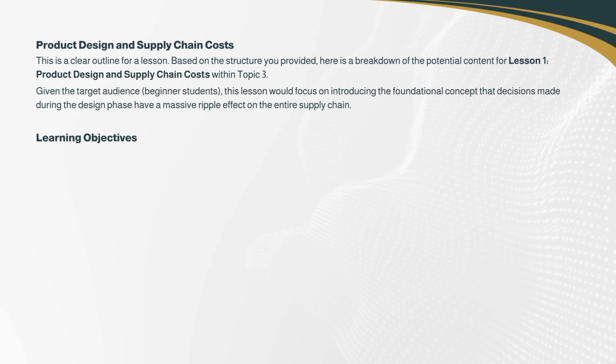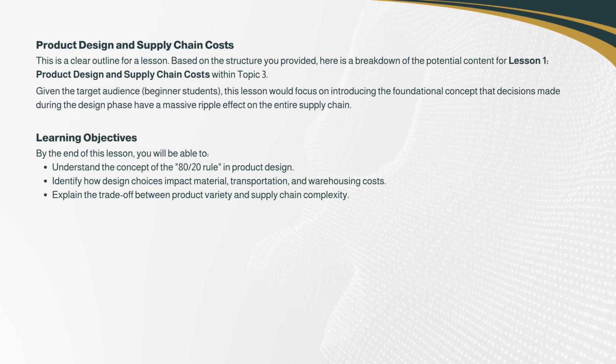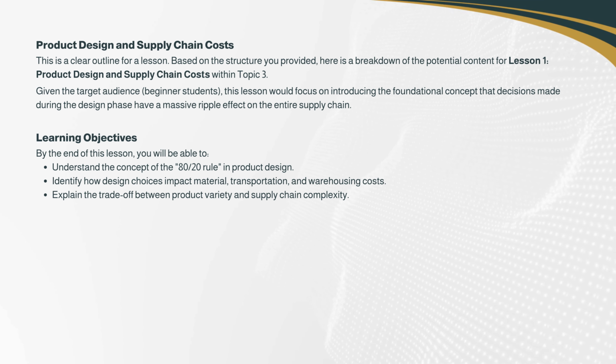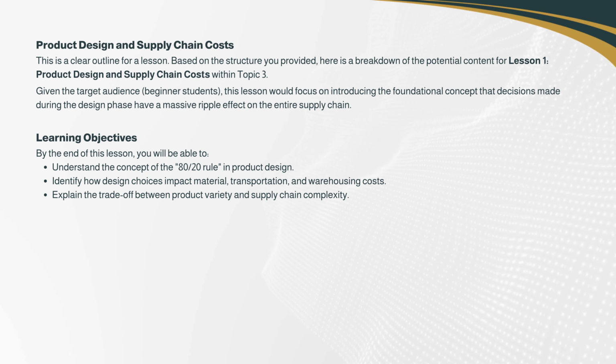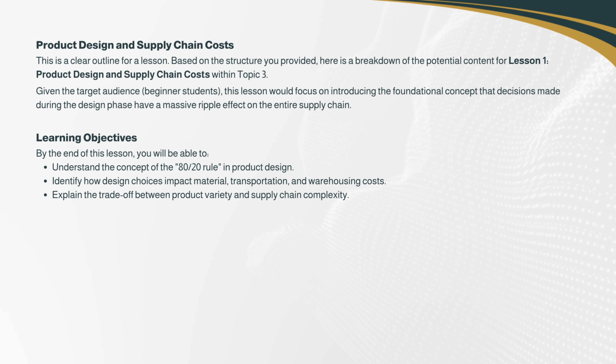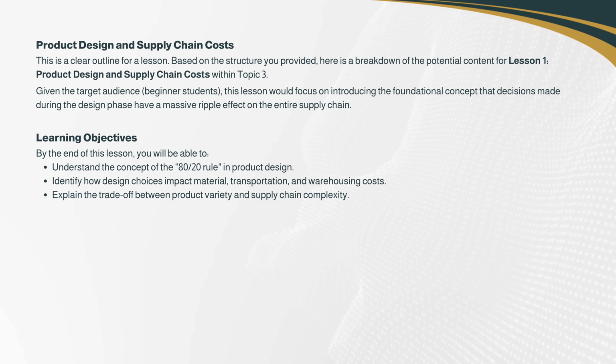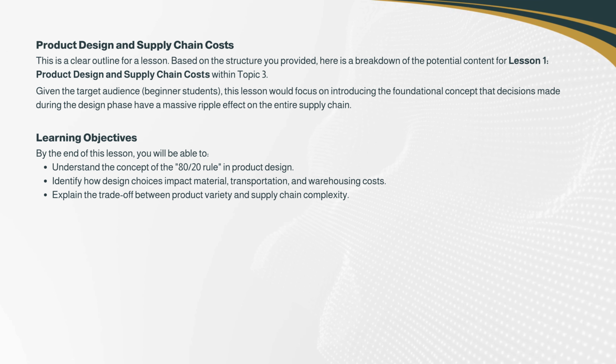Learning objectives. By the end of this lesson, you will be able to understand the concept of the 80/20 rule in product design. Identify how design choices impact material, transportation, and warehousing costs. Explain the trade-off between product variety and supply chain complexity.